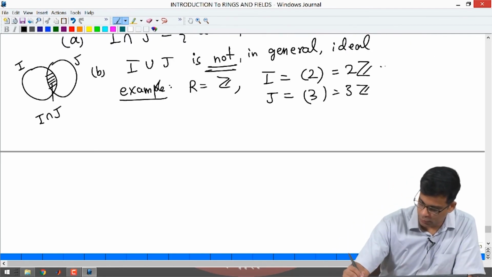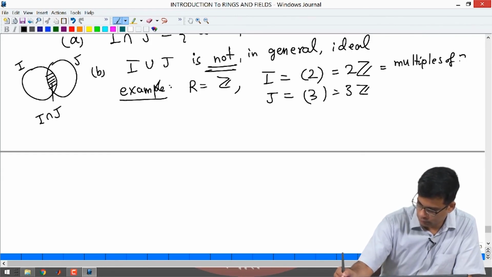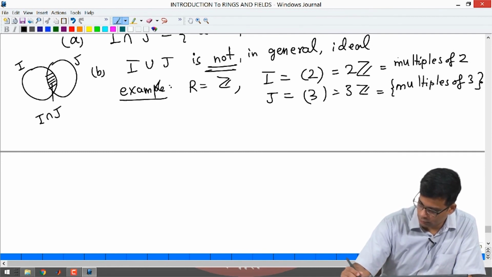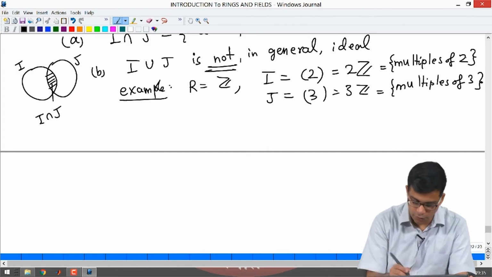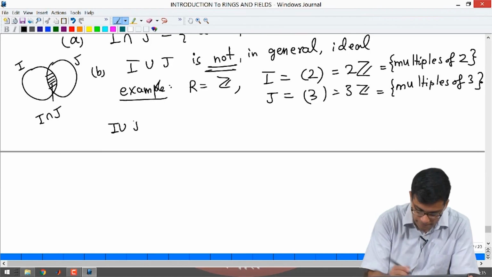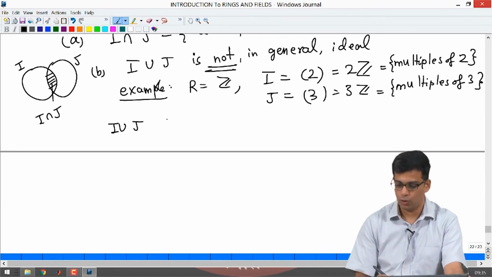So, these are multiples of 2 and these are multiples of 3, and both of these are clearly ideals. Okay. So, now if you take I union j, these are integers which are multiples of 2 or multiples of 3.